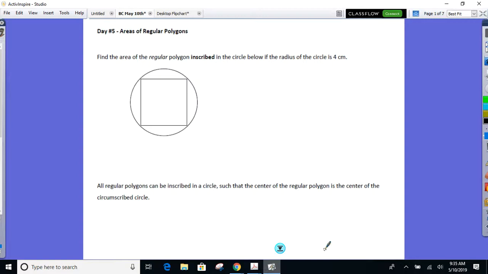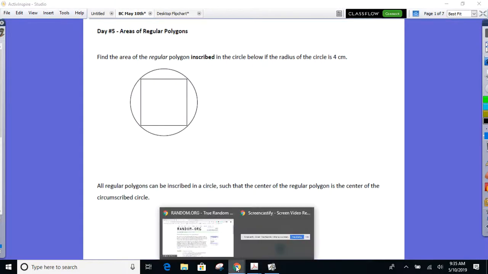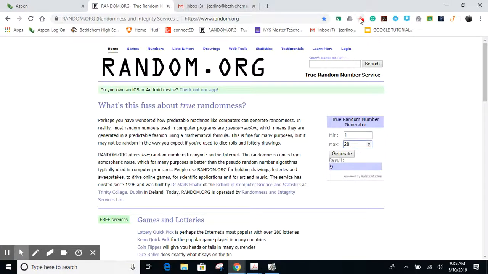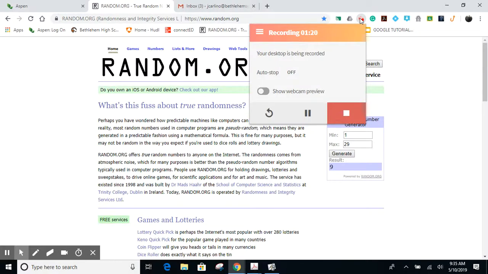Can you find the actual area of the square? Talk it over with each other. I'll give you a solid 5 minutes here. So, what answer did you get? You didn't give up, all right?